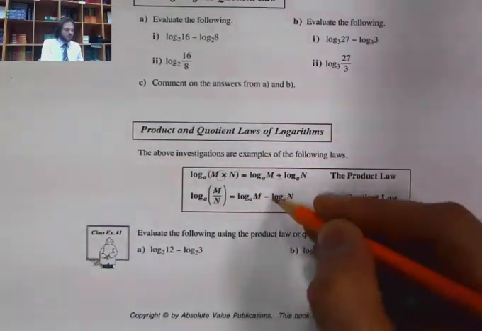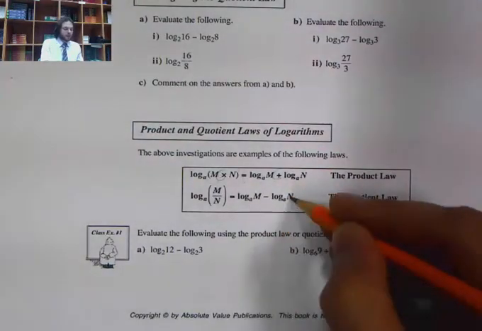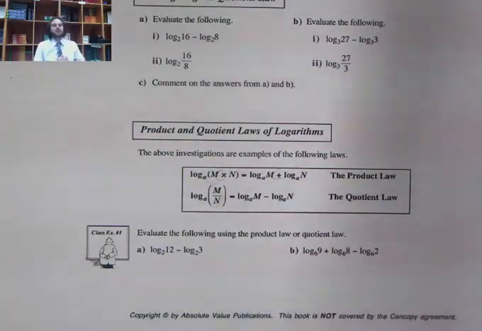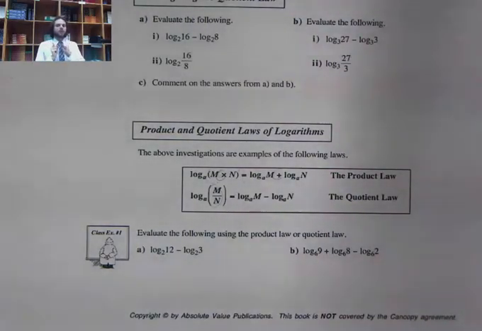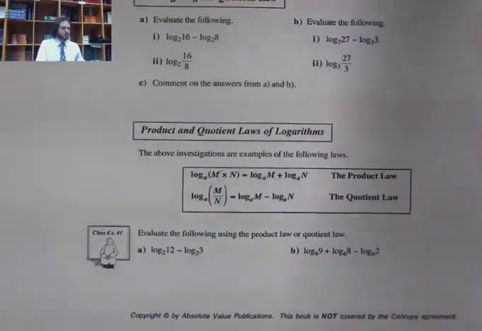Here, if I have m over n, that's the same thing as subtracting, or I can combine these together to get division. So subtraction is division, multiplication is adding. Very similar in a way to our exponent laws.